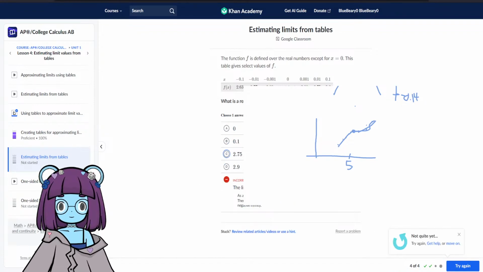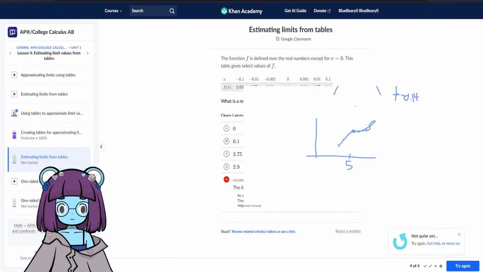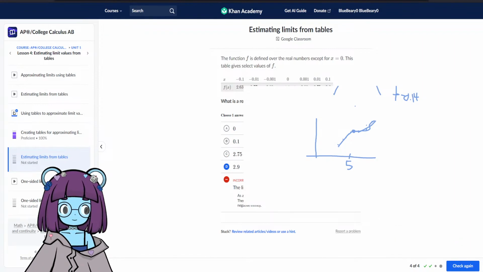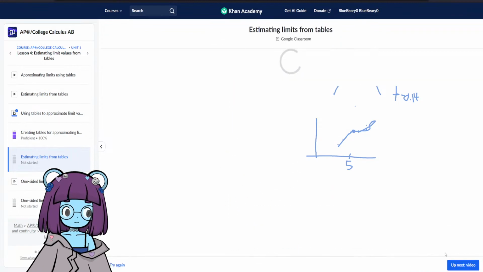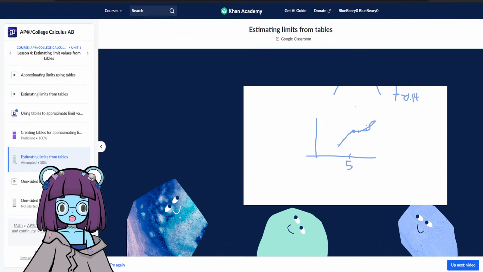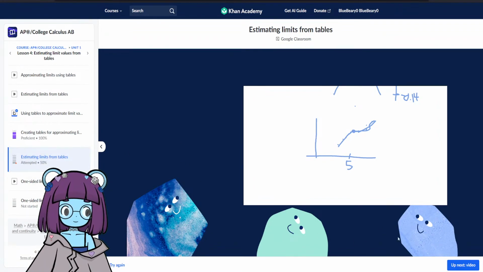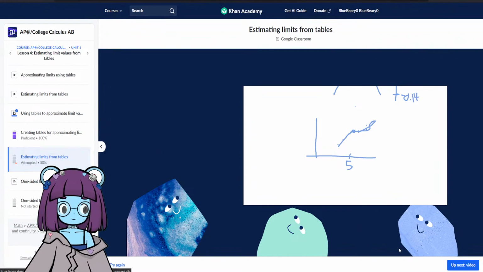Okay, as x increases, f increases to the left, decreases to the right. There's no evidence of the function jumping. There's just increases like this. No, I didn't do too well. I didn't get confetti this time. That's tragic.